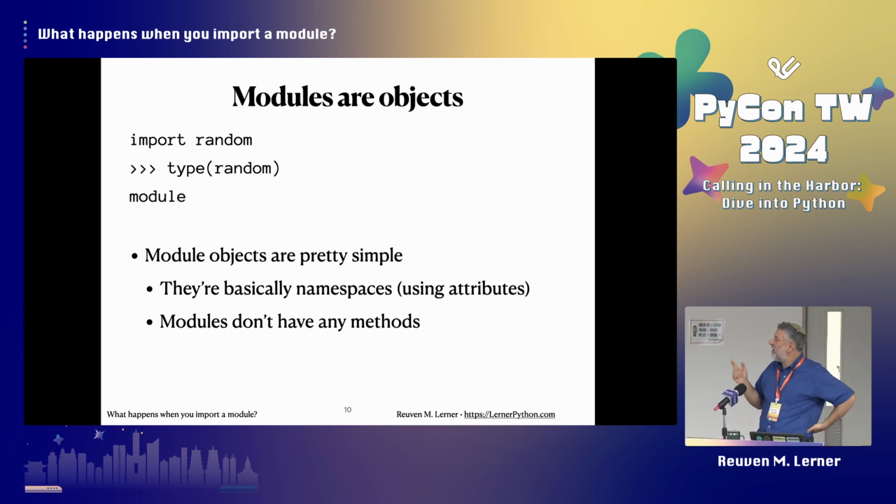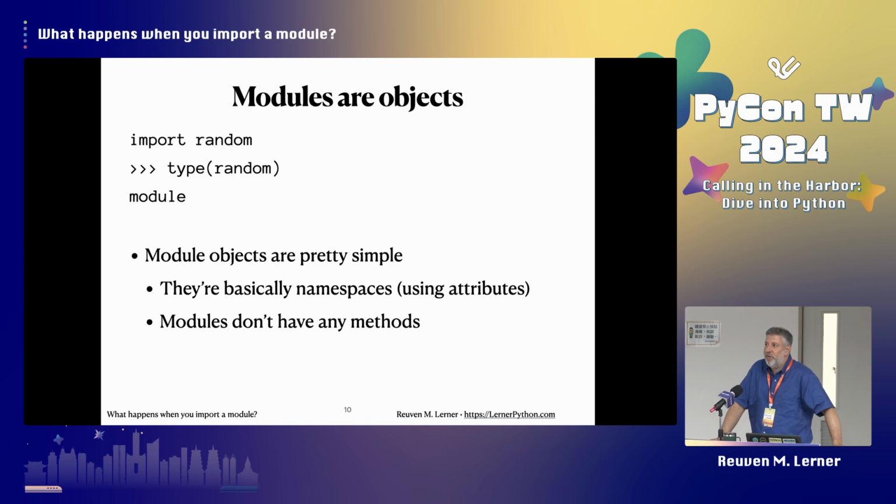So indeed, if I now say import random, and then I ask Python, hey, what's the type of random? It will say module. This is an object type. And truth be told, it's a very simple kind of object. It's basically just the namespace using attributes. So if you look, and we will soon look, at a module object, you will see it just has a bunch of attributes, the names of the variables that were in the module we loaded. And modules don't have any methods. They are just there for storage. You can think of it as sort of like a warehouse, a storage facility for our values.